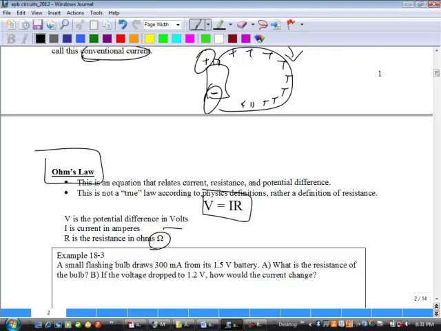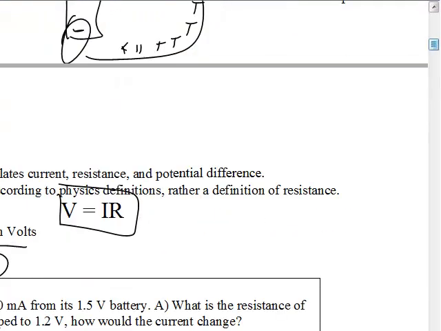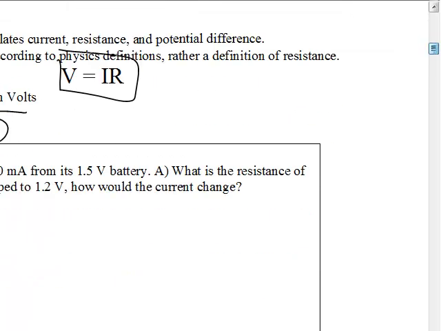The SI unit for resistance is that funky looking symbol right there, called omega, also known as an ohm. A small flashing bulb draws 300 milliamps from a 1.5 volt battery. What is the resistance of the bulb? Again, pretty easy here.